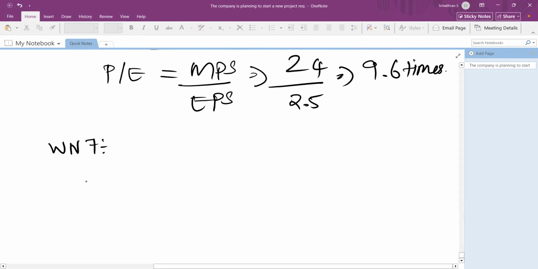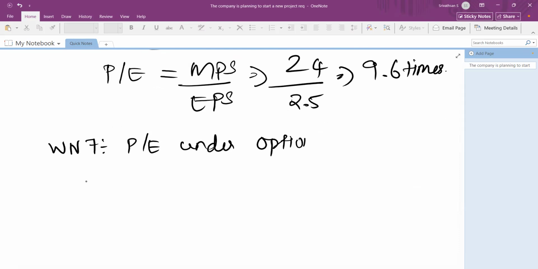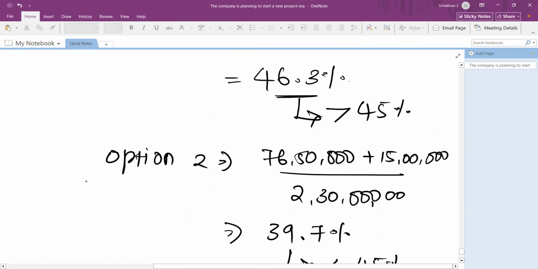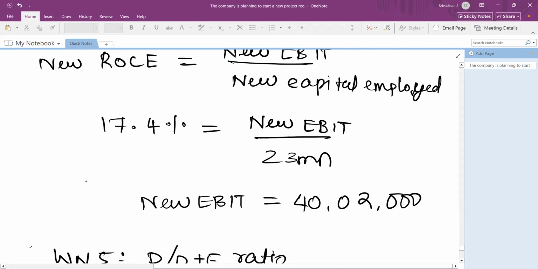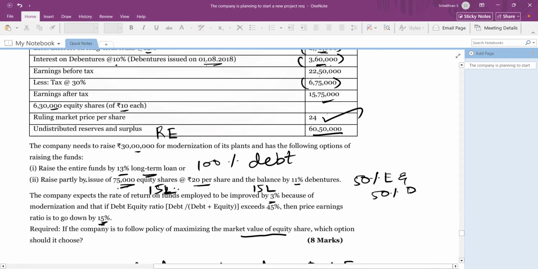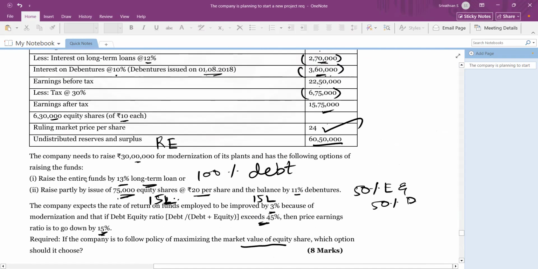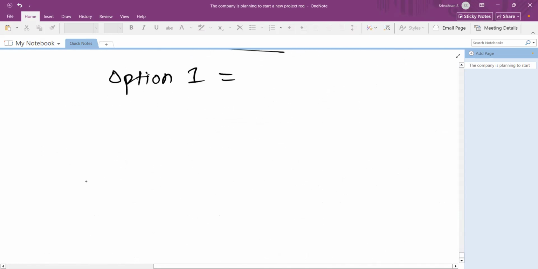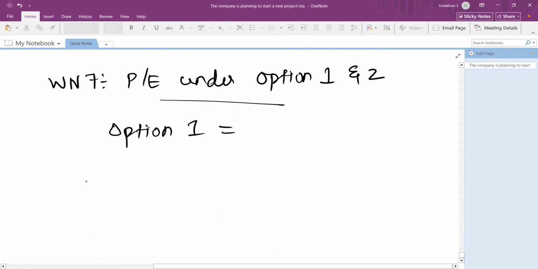Let's calculate the PE ratio under both the options. Working note number 7, PE ratio under option 1 and 2. So under option 1, what will be the PE ratio? Under option 1, the entire 3 million is raised in the form of debt. Due to that, what is the change in the debt equity ratio? The debt equity ratio under option 1 is 46.3%, which is greater than 45%. So from the existing PE ratio, the PE ratio will decrease by 15%. That is what is given in the question: if the debt equity ratio exceeds 45%, then the price earnings ratio will go down by 15%. So the existing PE ratio is 9.6 times. From that, it will go down by 15%.